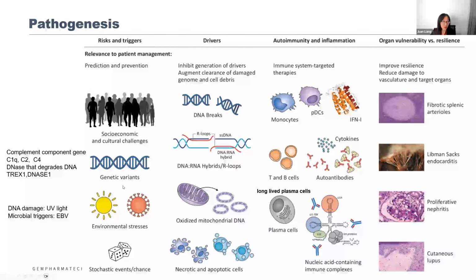The genetic variants are very important risks and triggers for SLE development. Insufficient availability and function of complement component genes, such as C1Q, C2, and C4, are associated with SLE development. The dysfunction of DNases that degrade DNA, like TREX1, can also cause a rare lupus-like disorder in patients.